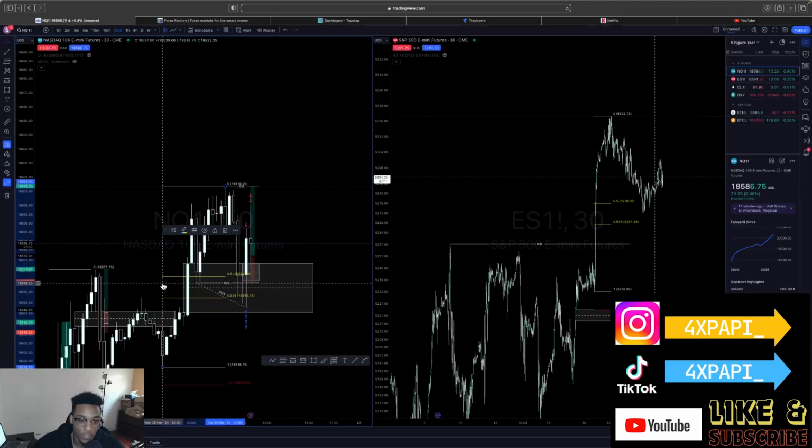We are inside the fair value gap. During London session, price put in a low inside of the fair value gaps. Now we have our internal liquidity. So this is just our model, just on the higher time frame.